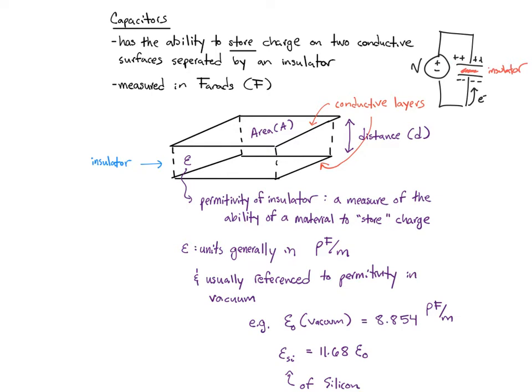The permittivity is in units of picofarads per meter, where the capacitance itself is measured in the unit of a farad, which is a capital F. We usually reference permittivity to that given in vacuum. So if the insulator was free space in vacuum, the permittivity of that would be approximately 8.85 picofarads per meter. So we reference all materials with respect to this quantity. For example, the permittivity of silicon is 11.68 times the permittivity of that in vacuum.